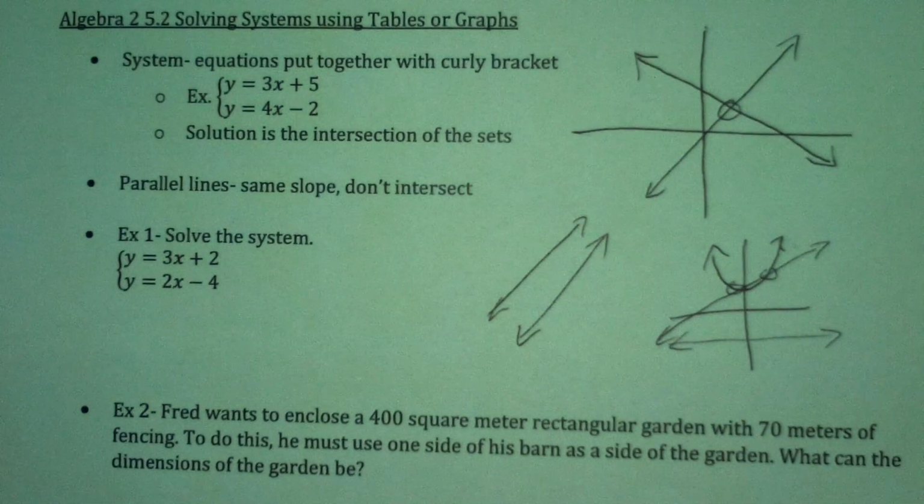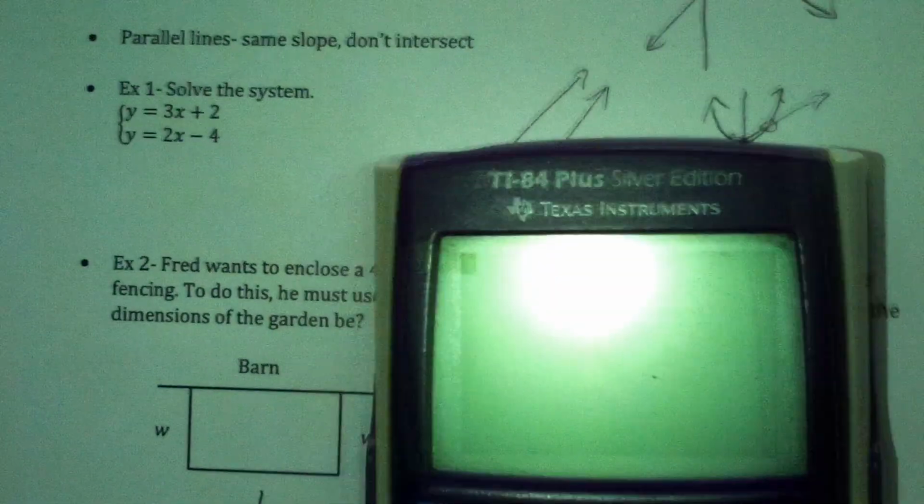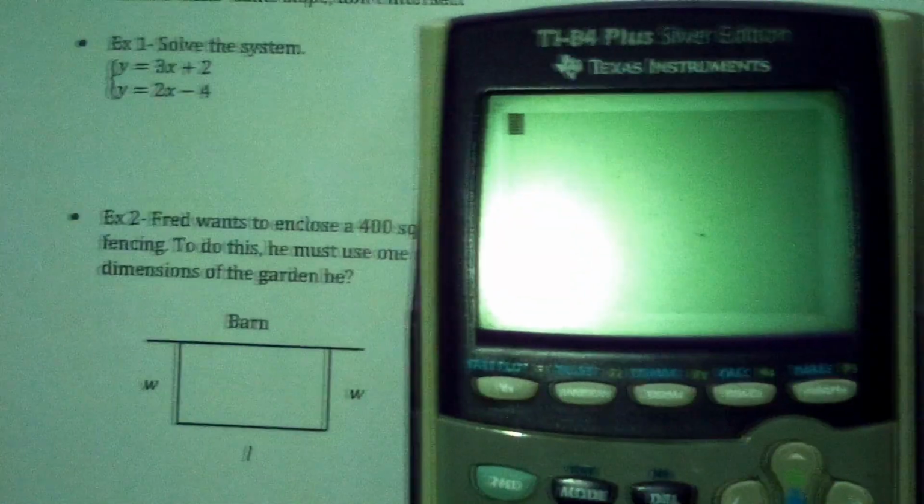On our graphing calculator, we'll look at this first one. This should be in your packet. Does everyone have a packet from yesterday?